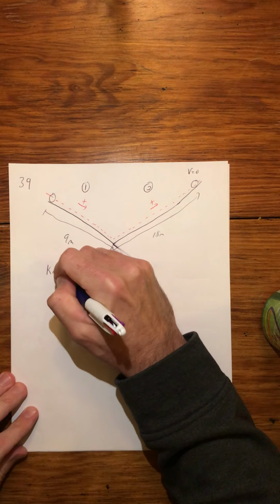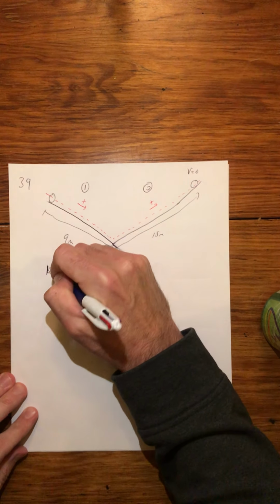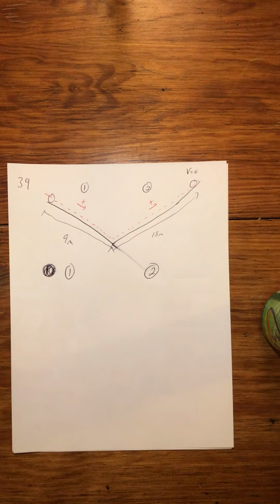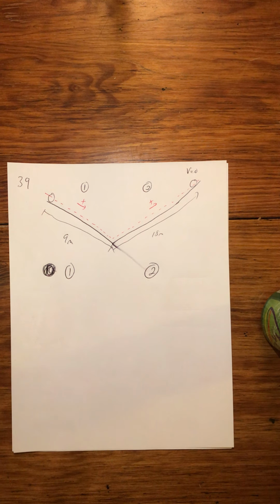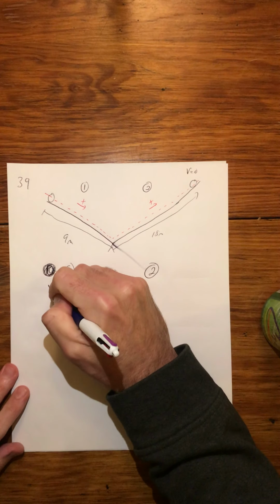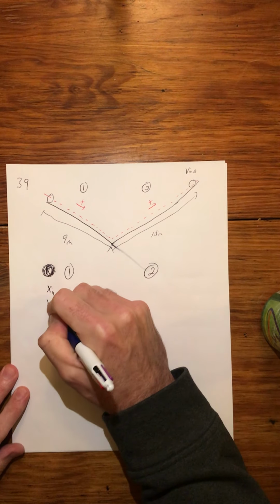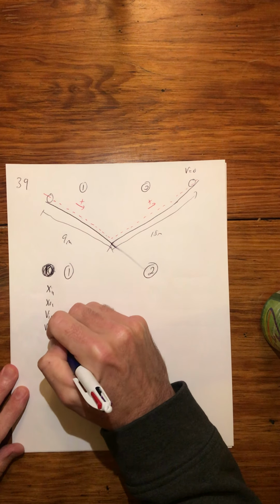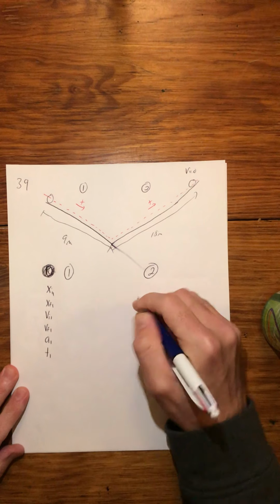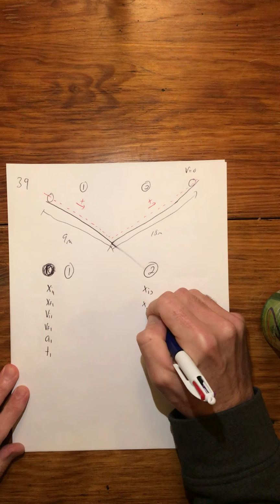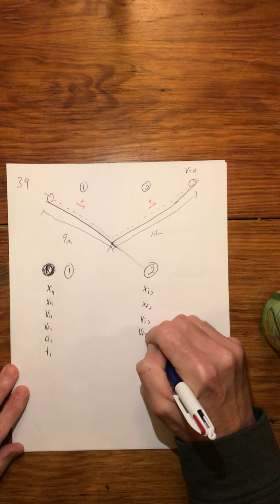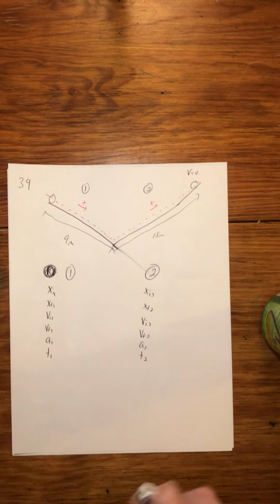So here we go. For part 1 of the problem, we want to name our parts. Here I'm going to do 1 and 2. It could be up and down, east and west, left and right, whatever the parts of our problem are. So I'm going to write xi1, xf1, vi1, vf1, a1, t1, xi2, xf2, vi2, vf2, a2, t2. Okay, cool.